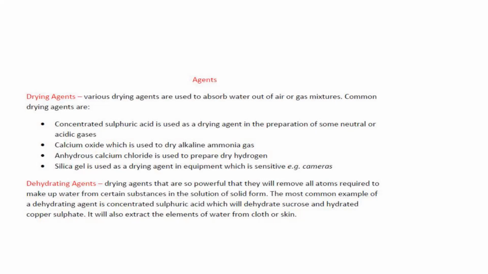So what is the purpose of this silica gel? Silica gel absorbs the moisture in the box so that the item will last for a longer period of time. So what is the difference between the drying agent and dehydrating agent? When a substance is used as a drying agent, so a substance can be a drying agent or it can be a dehydrating agent.